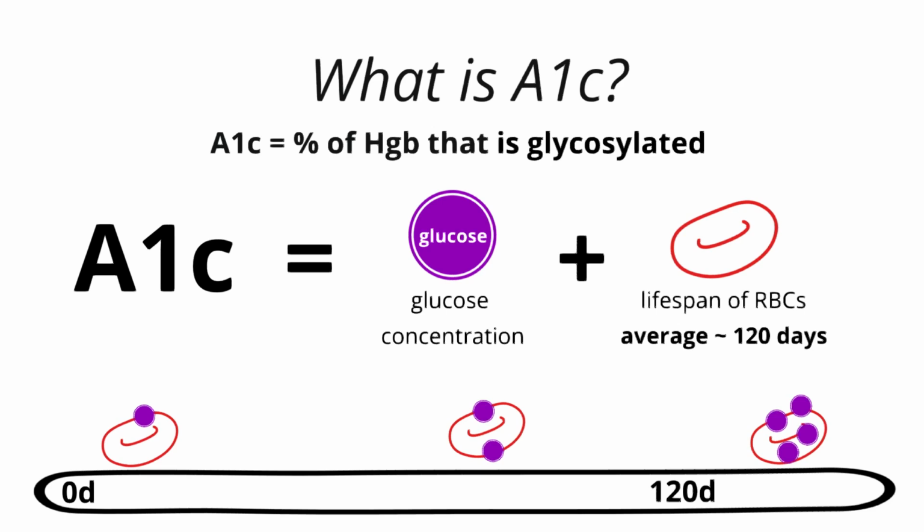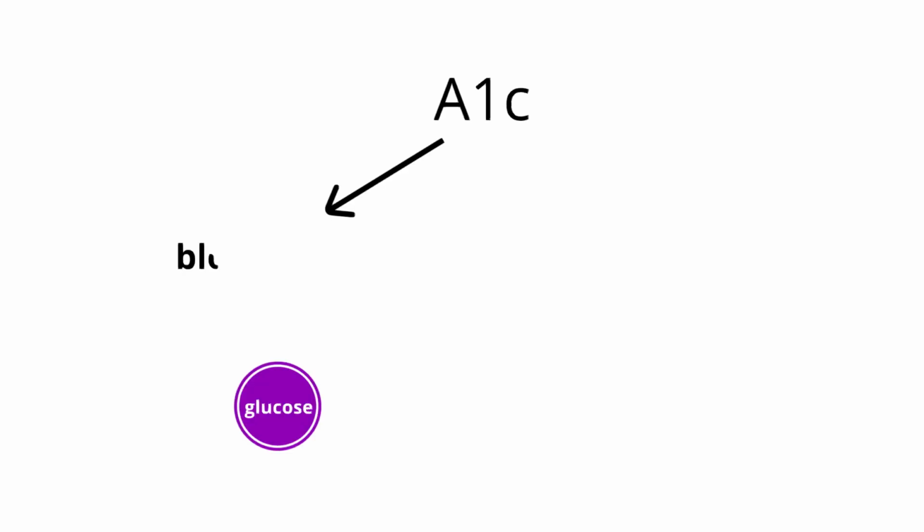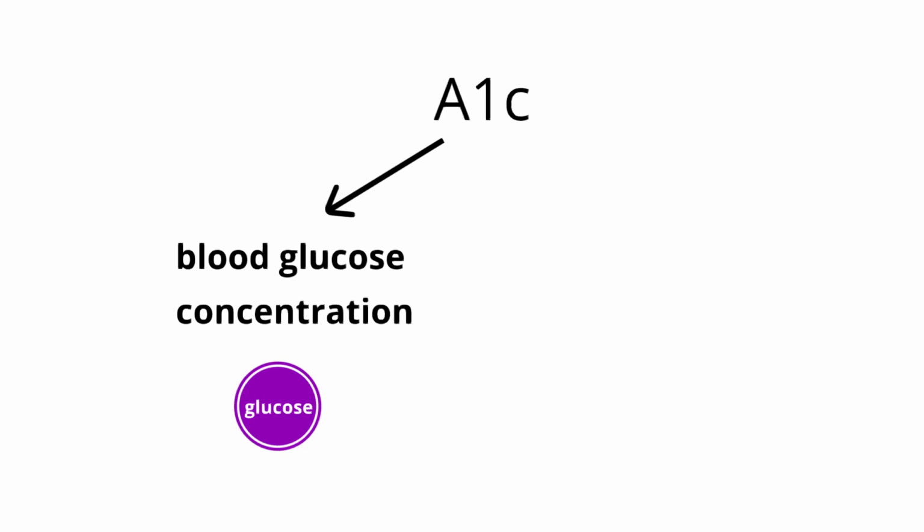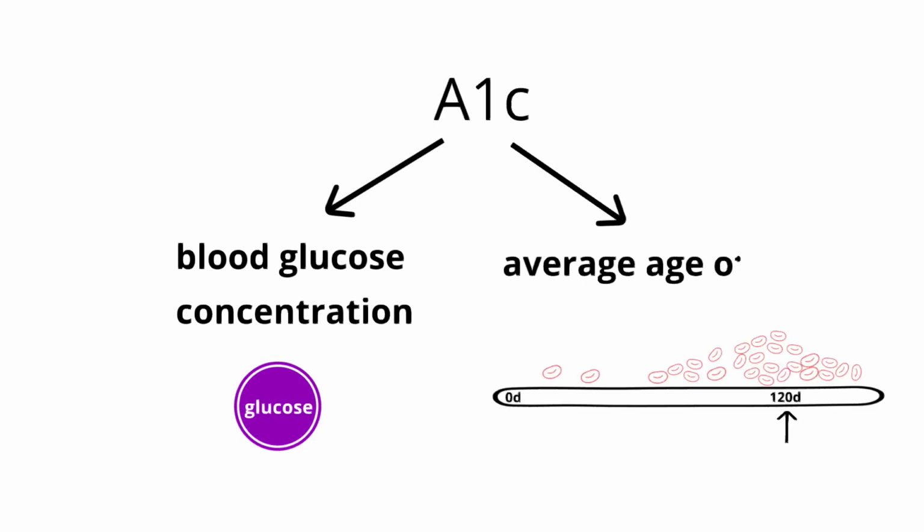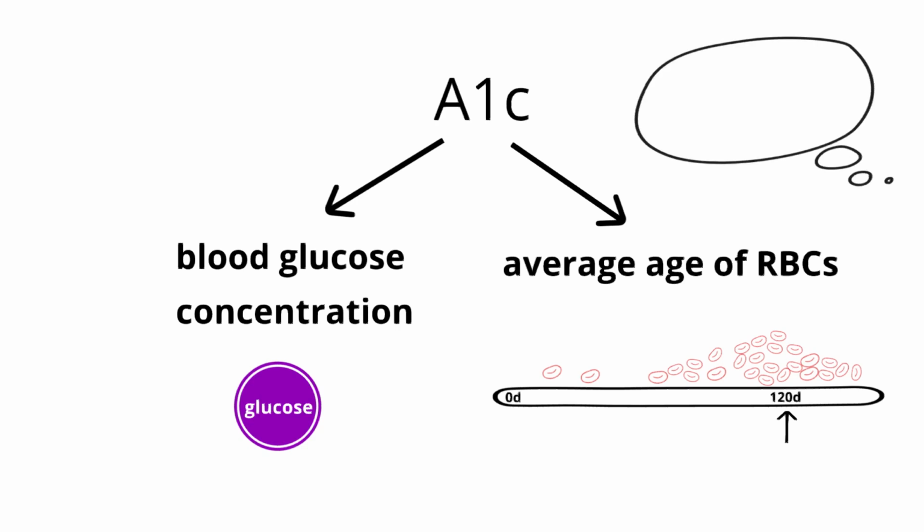But if we want to accurately interpret an A1C, we need to understand the two variables that go into measuring it. Hemoglobin A1c, or glycosylated hemoglobin, depends on 1. Blood glucose concentration, and 2. The average age of a person's red blood cell population. So now ask yourself, what types of processes can alter the lifespan of red blood cells and drive these falsely low or falsely high A1C readings?